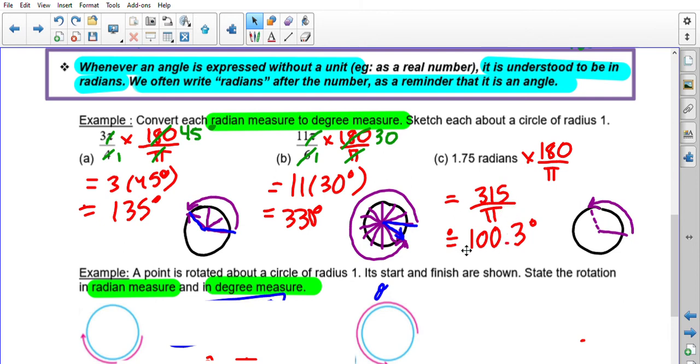And that is approximately equal to 100.3 degrees rounded. So for that one here, it might just be easier for us to draw visually. As you can see, I've gone a little bit past the 90-degree mark.